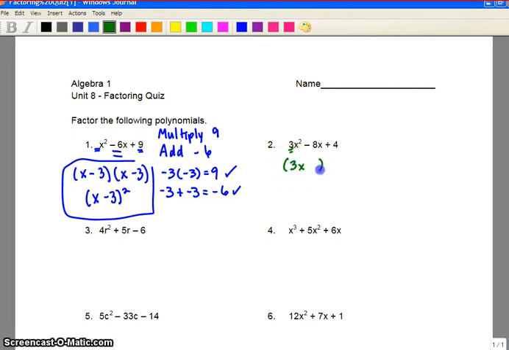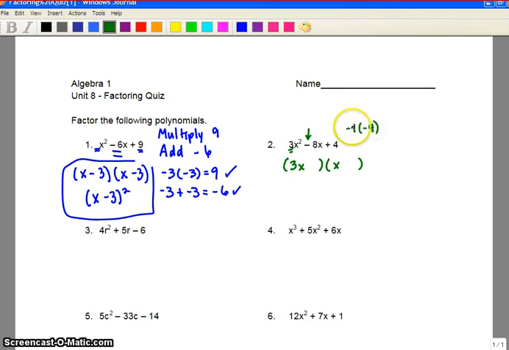3x times an x. I know those have to be my first two terms, because if I were to distribute, 3x times an x gives me the 3x squared. Now I need to break down that 4. 4 has a handful of factors to it. I can have 4 times 1, or I can have 2 times 2. They're both going to give me 4. But if I look at this middle term here, the middle term is negative, meaning I cannot take any positive values and add them together to get a negative sum. It's not possible. So as opposed to going with a positive 1 and a positive 4, I'm going to go with a negative 1 times a negative 4.